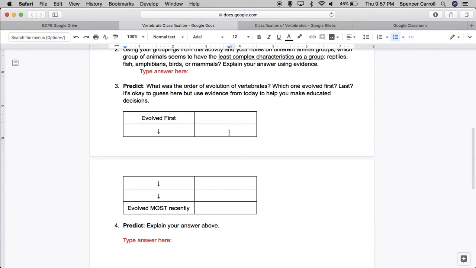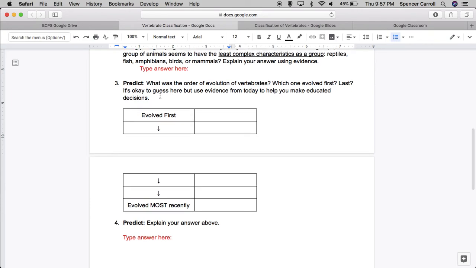When you look at those organisms, I want you thinking, which group do you think evolved first? What was the first group of vertebrates? They didn't all come out at the same time. One group evolved first, and from that group, other groups evolved. And in what order do you think that happened? Again, it is totally okay to take a guess here. Right now, we're just gathering evidence to be able to answer this question later on.